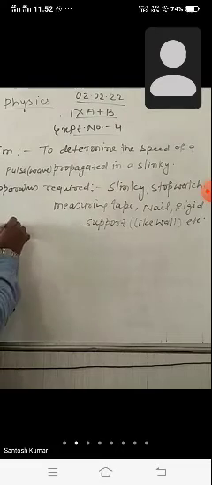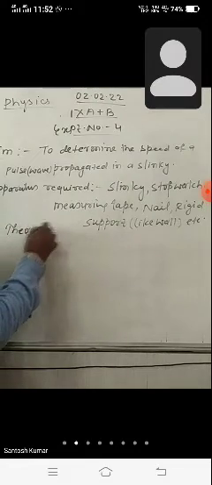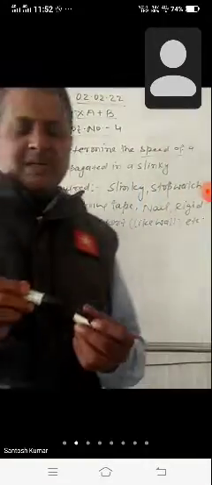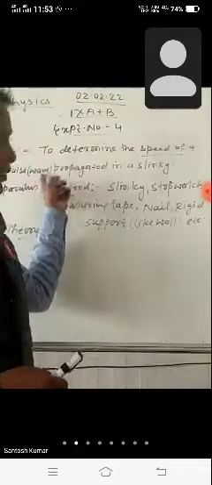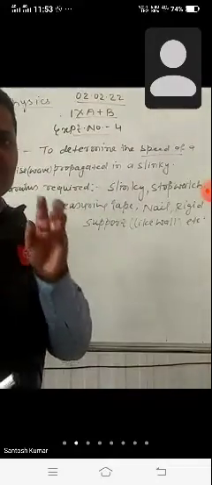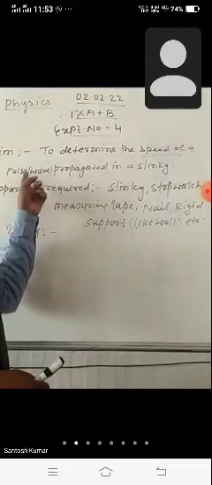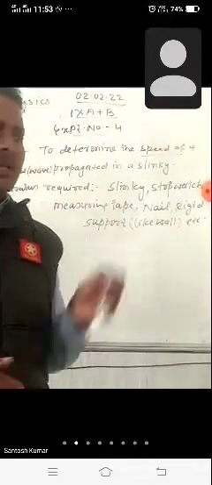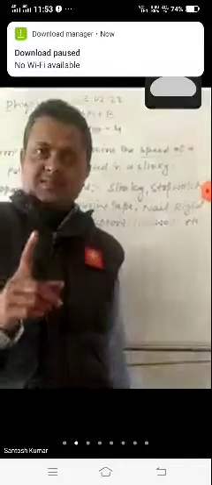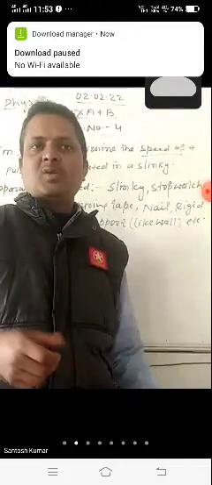After that, theory. What is the theory? Our target is to determine the speed. The speed formula: speed V is equal to D upon T, distance traveled per unit time. In the case of a wave, it means the distance traveled per unit time by the pulse or wave propagated in the slinky is called its speed. Our target is to determine the speed of that pulse, not my speed.